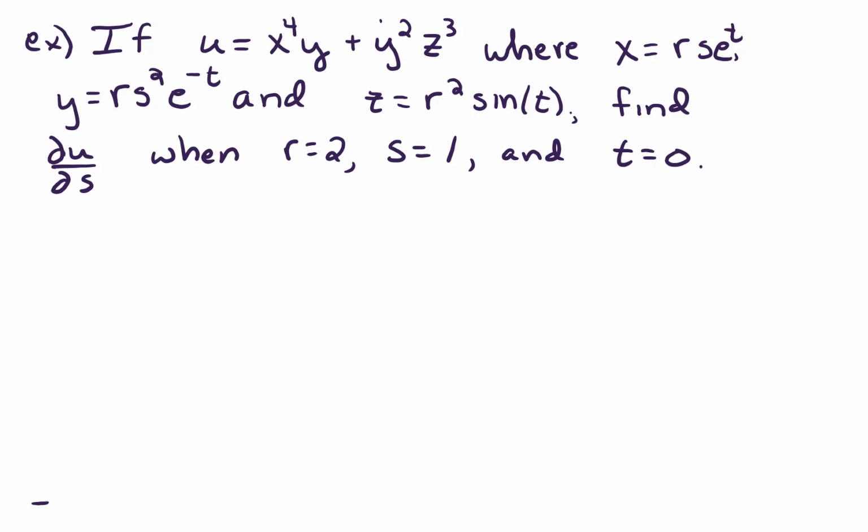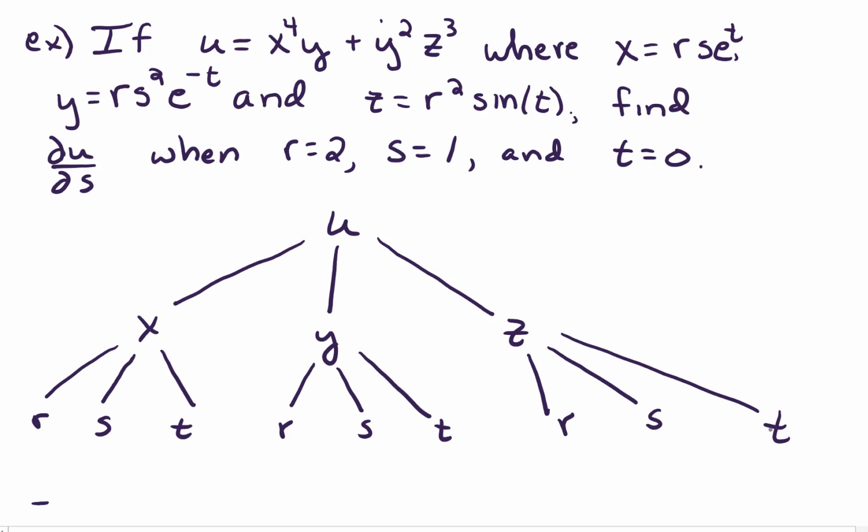So first of all, let's figure out the formula for the chain rule. And to do that, we're going to draw our tree. The tree for this problem is pretty big. At the top of the tree we'll have u, and u is a function of x, y, and z, and each of those are functions of r, s, and t. Since we're interested in finding the partial derivative of u with respect to s, we need to look at all the branches that start with u and end in s. So there'll be 3 branches like that.